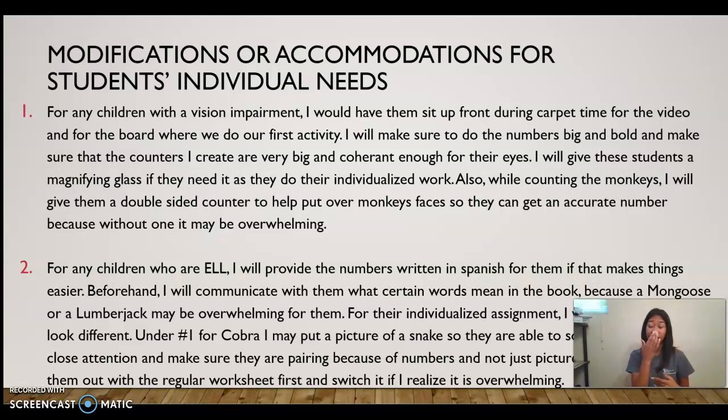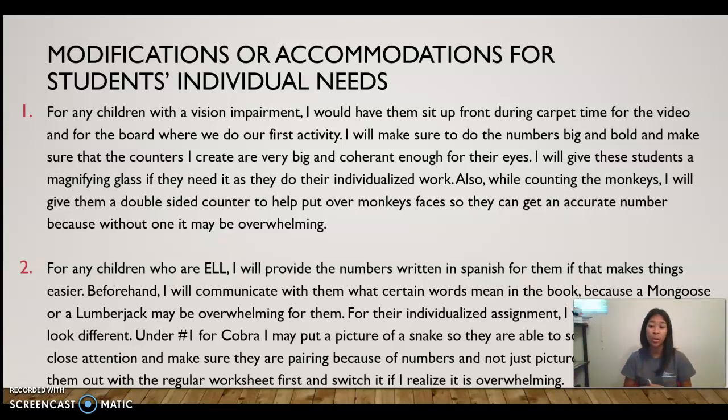While counting the monkeys, I felt it would be a great idea to give them an actual counter to put over the monkey's face, because it was a lot of monkeys, so they don't get too overwhelmed while counting. For any children who are ELL, I will provide the number written in Spanish for them if that makes things easier. Beforehand, I will communicate certain words and what they mean in the book, because I don't know if mongoose or lumberjack may be too overwhelming for them.